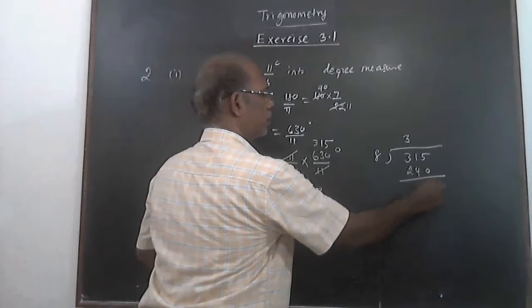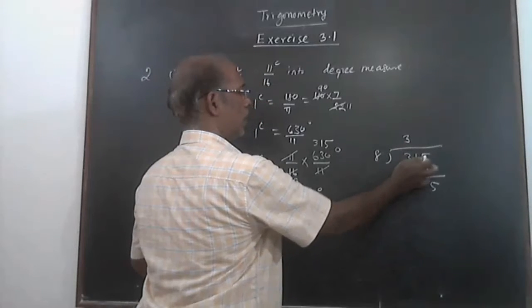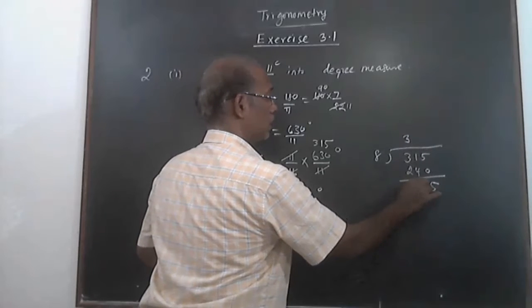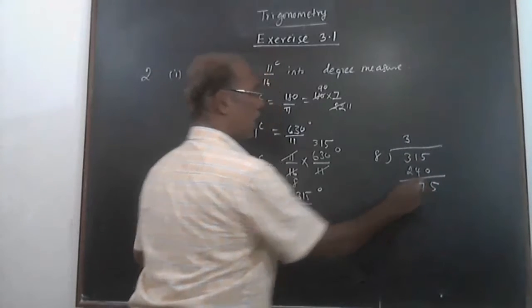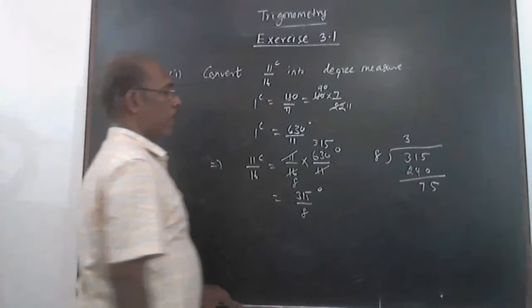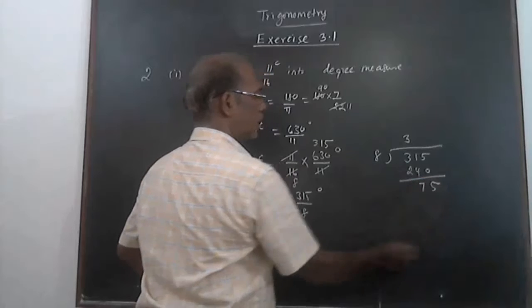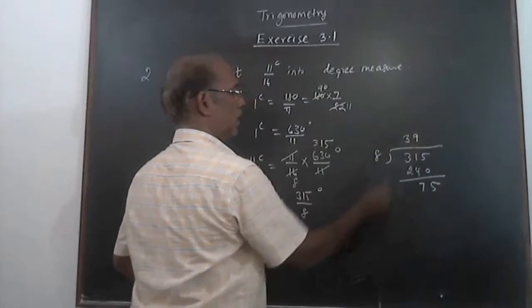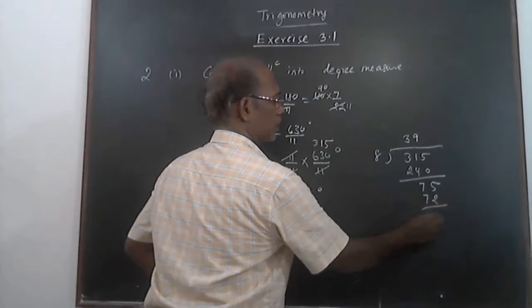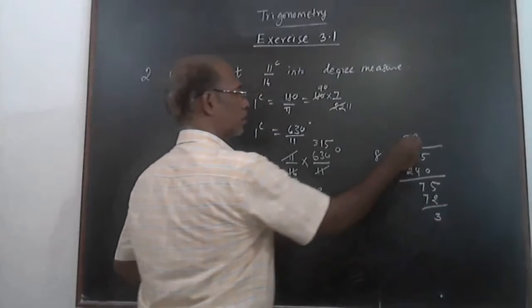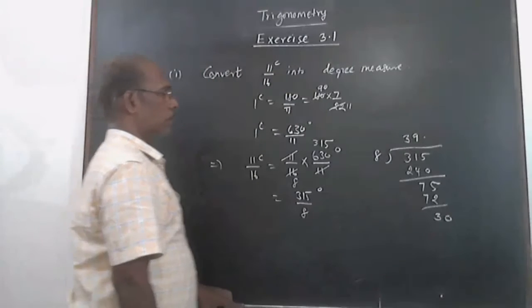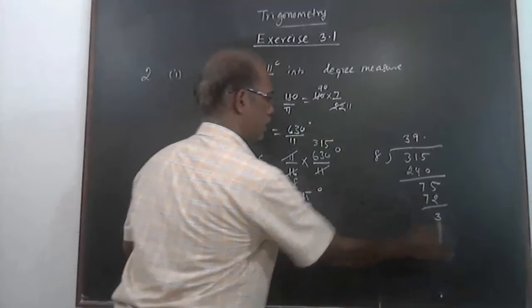Then 5 and 31 and 24, 6 and 7. So 11 minus 4, 75. In 75, 9 times 8 is 72. And 3, and 3 0. Or 3 by 8.